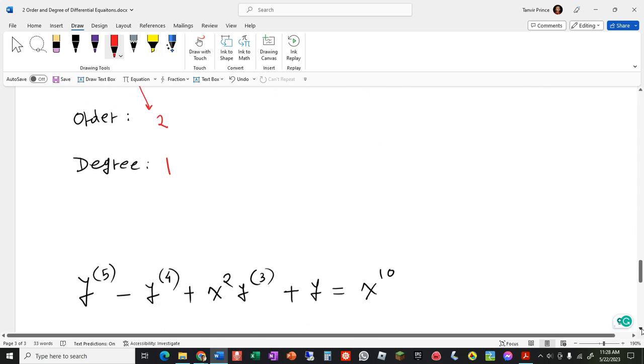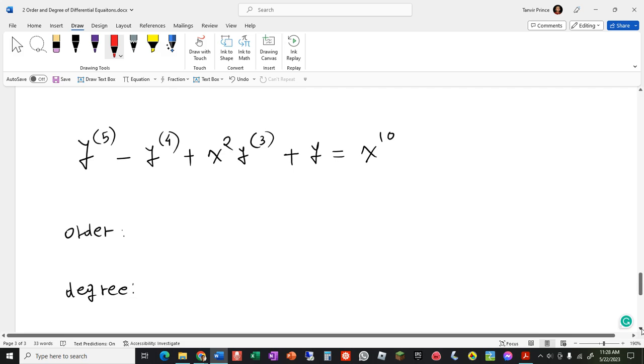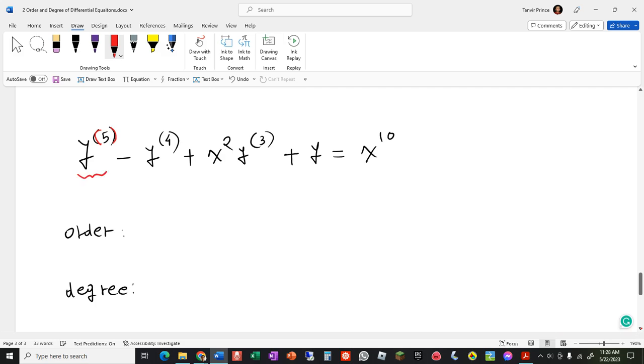Let's look at the next one. Here, remember, whenever I have a parenthesis, it is the order of the derivative. So I see a fifth derivative, fourth derivative, third derivative, and the original function y. Of course, the order is going to be the highest derivative, which is 5. And the exponent of that fifth derivative is an invisible 1. So the degree is 1.